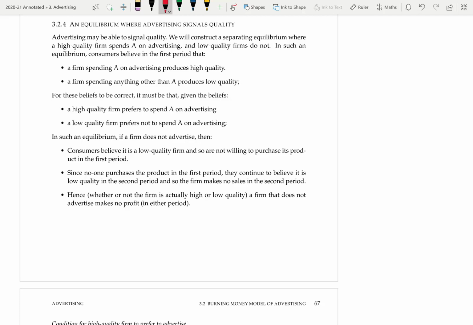So we need the beliefs of the consumers to be consistent with the optimal actions of the firms given the beliefs. So everything holds together, everything is consistent. So in such an equilibrium, if a firm does not advertise, then consumers believe it is a low quality firm and so they're not willing to purchase its product in the first period. In that case, since no one purchases the product in the first period, they continue to believe it is low quality in the second period, and so the firm makes no sales in the second period. So any firm that does not advertise in the first period is going to make no profit, given the beliefs of these consumers.